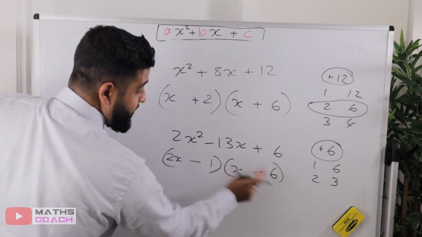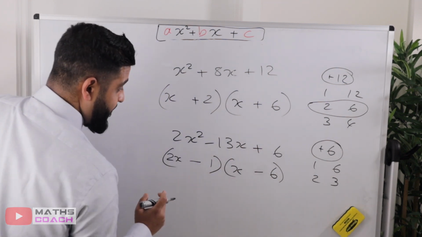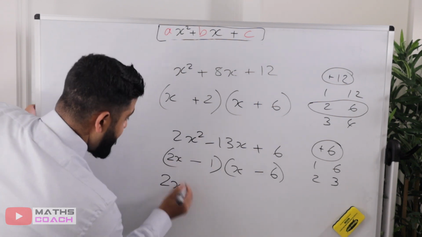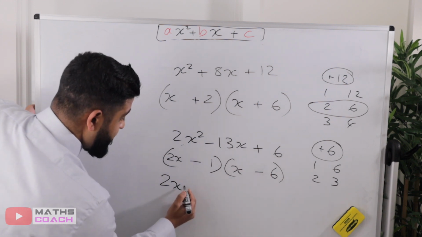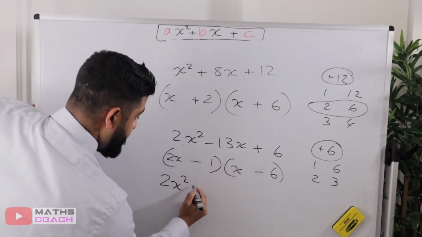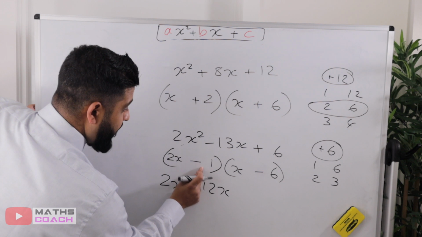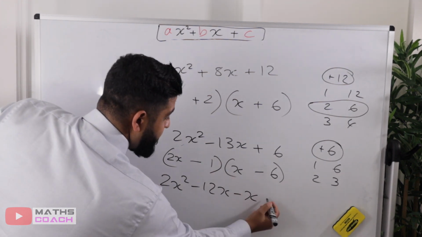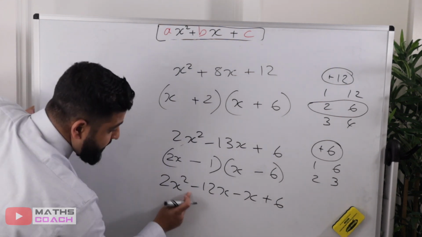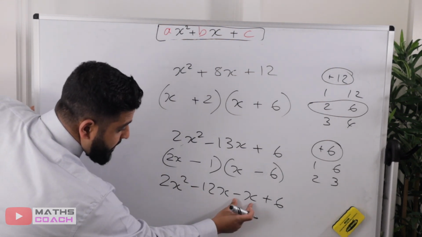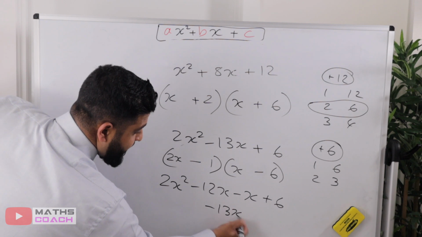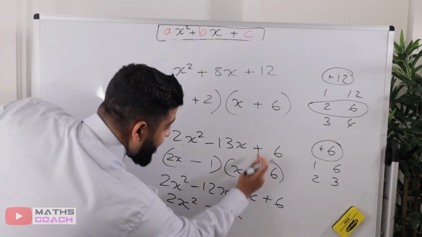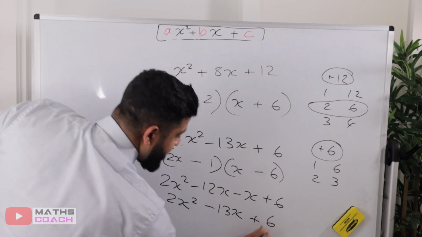So minus 1 times minus 6 is positive 6. Then, if I expand it, 2 times minus 6 is minus 12x, and then 1 times x is minus x, and then minus 1 times minus 6 is plus 6. You see in the middle here, minus 12x minus x gives us minus 13x. So I have 2x squared minus 13x and plus 6.